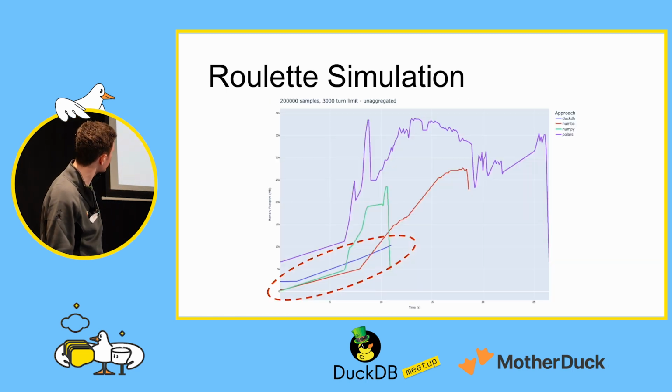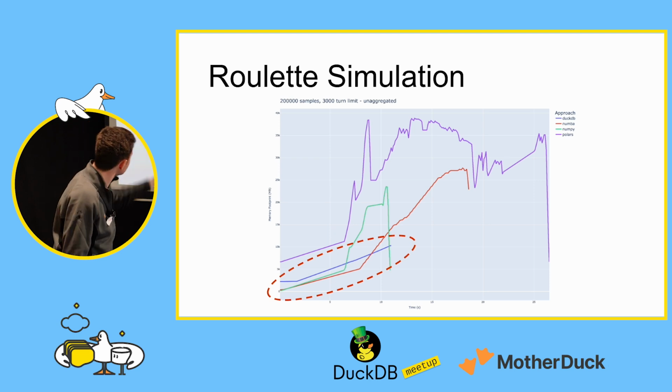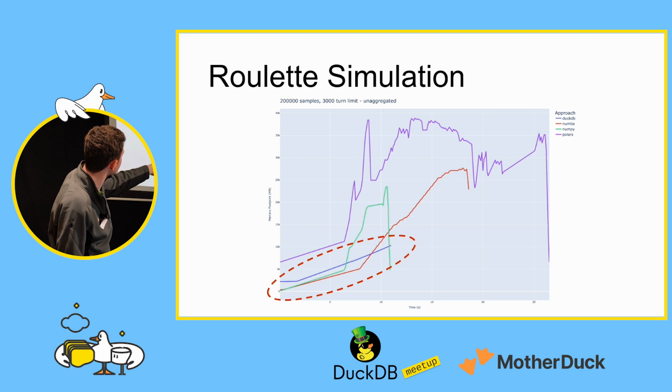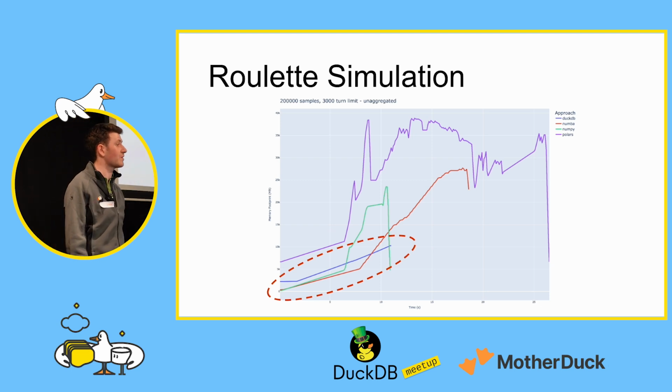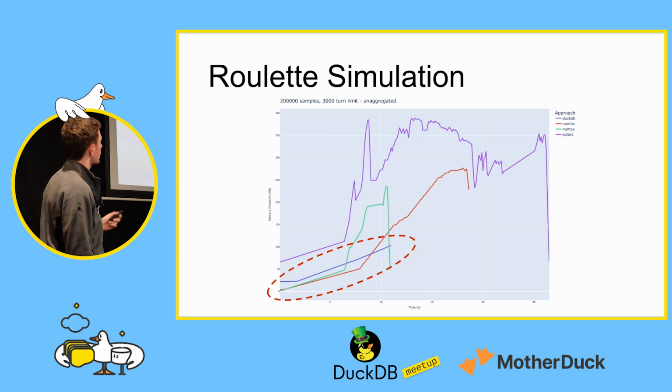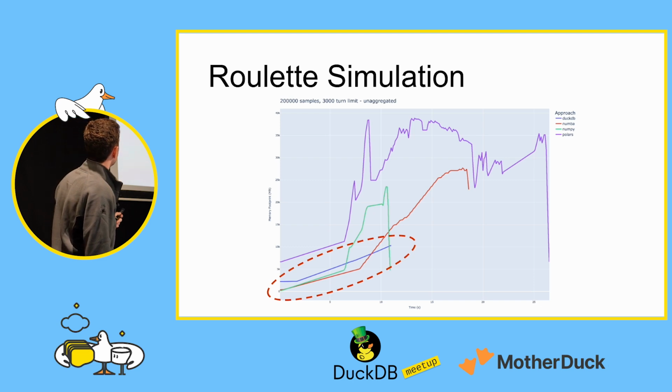Let's look at the memory profile. So this is the 200,000 samples up to a 3,000 turn limit. You can multiply those numbers together to see how many floating points we're using here, roughly speaking. So that's, I guess, what, 800 million? No, maybe not. No, 600 million, right? Maybe I'm missing a zero.